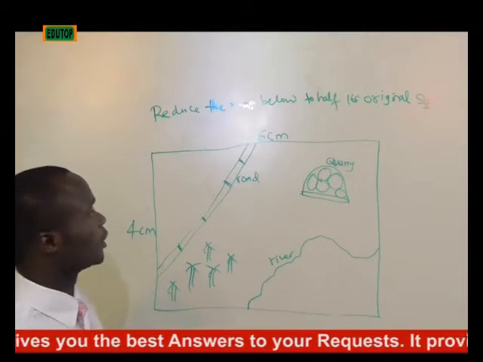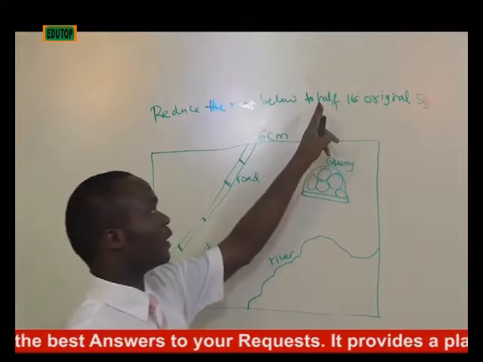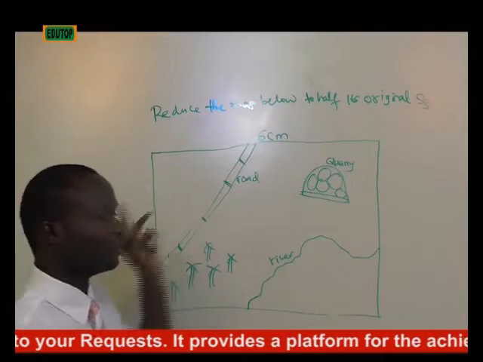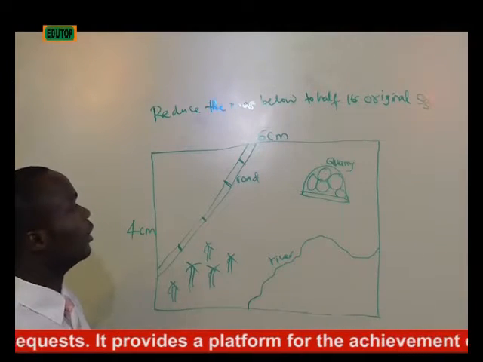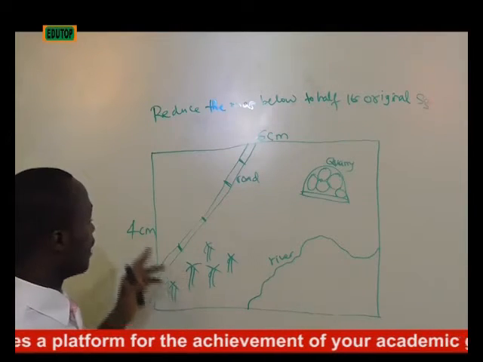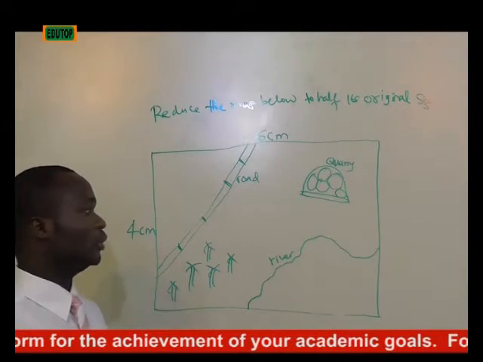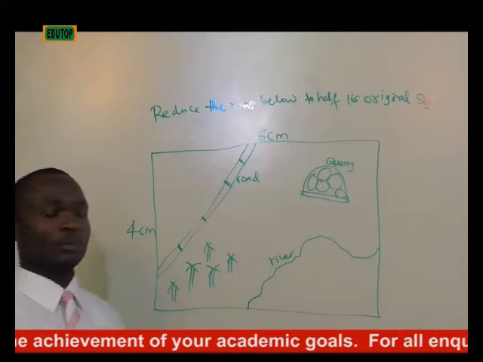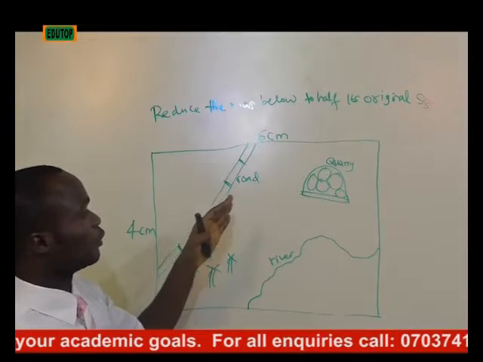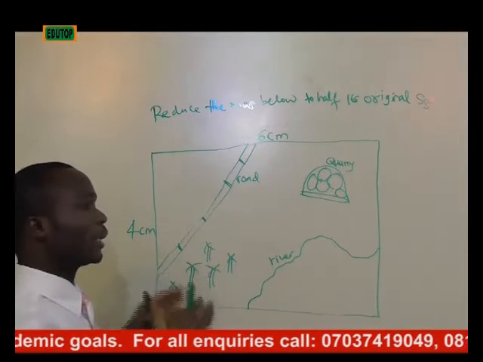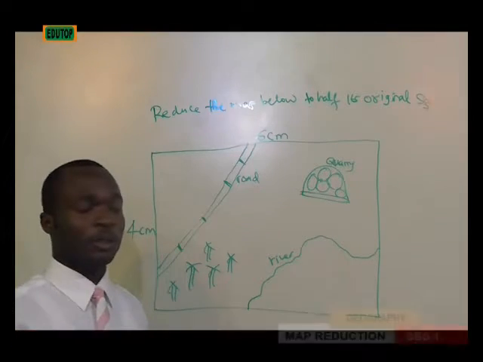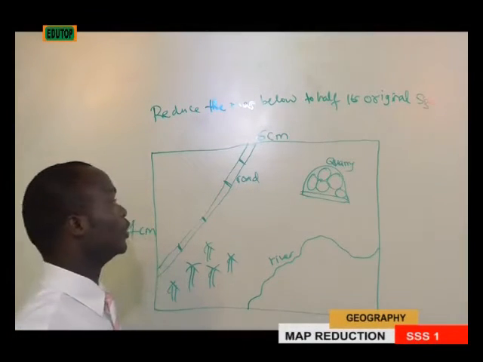And now the question is asking us to reduce it to half the original size. The original size here is 6 by 4 cm. So half of 6 is going to be 3, and half of 4 is going to be 2. But to know how to locate the various features on the map, the gridding will help you do that.